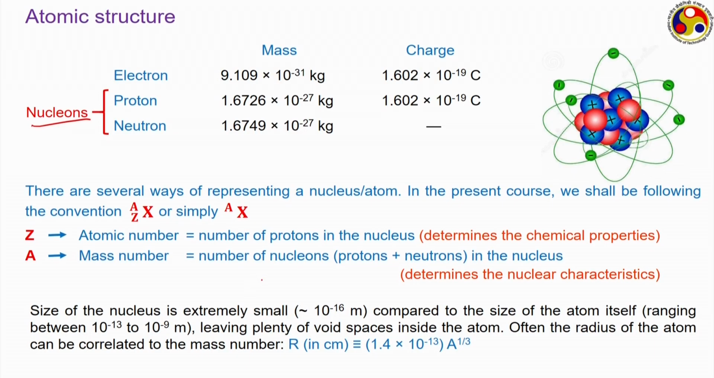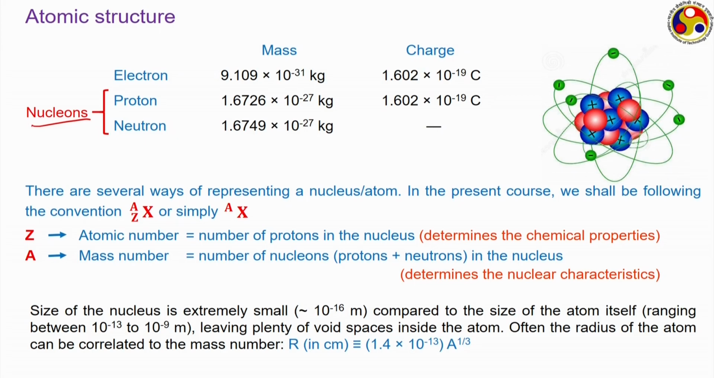It determines the nuclear characteristics, which we shall be repeatedly discussing in this course. So, the atomic number, we can write that the mass number is related to the atomic number plus the number of neutrons, which is often represented by the symbol n. Now, the size of the nucleus is extremely small, as I have mentioned. It is of the order of 10 to the minus 16 meter, whereas the size of the atom ranges from 10 to the minus 9 to 10 to the minus 13 meter, leaving plenty of void space inside the atom.